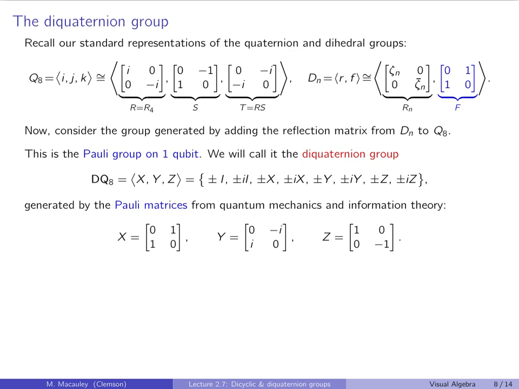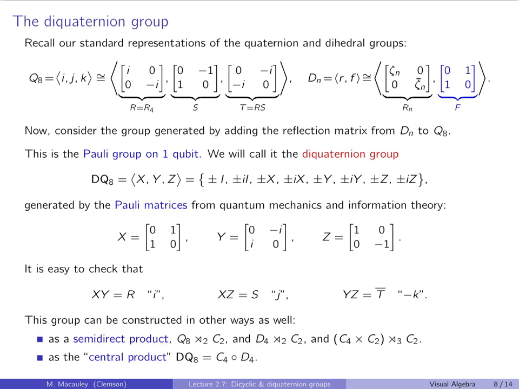I don't know too much about these. These somehow represent spins or half spins, but I've talked to physicists and they say, oh yeah, this means a lot in quantum physics, and I don't really know why or how. It's easy to check that X times Y is this matrix R for i. X times Z is this matrix S, which is really for j, and then Y times Z is T bar, which is negative k.